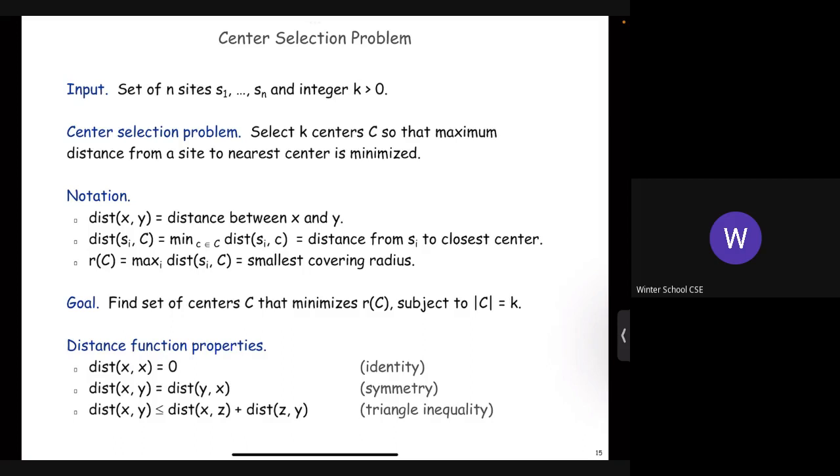Going from me to you is less than going from me to him and then coming to you. And what are these called? Metric. Okay. So we are only talking about metrics. And if you're not given a metric, I don't think you can do approximation, as far as I know. But this is very natural.